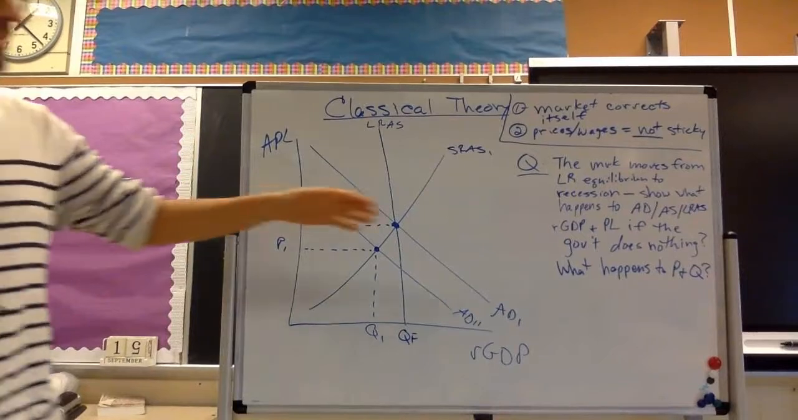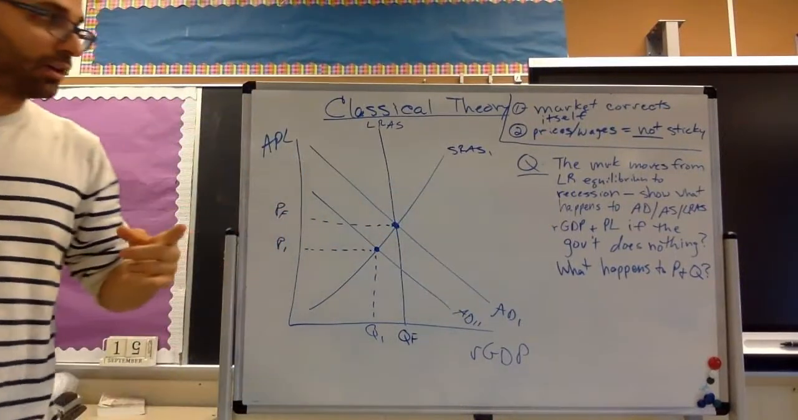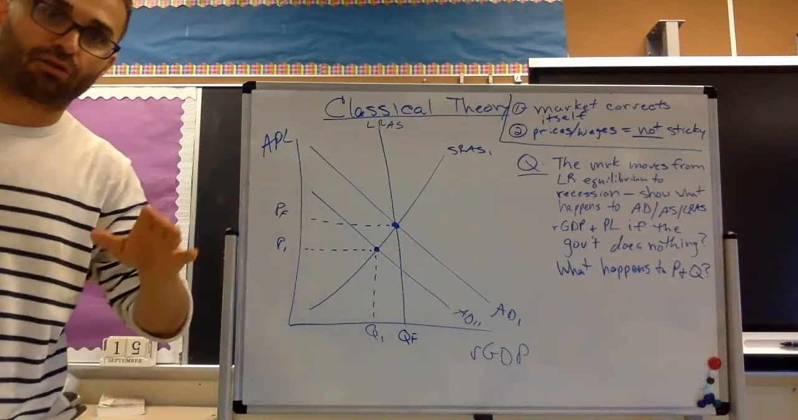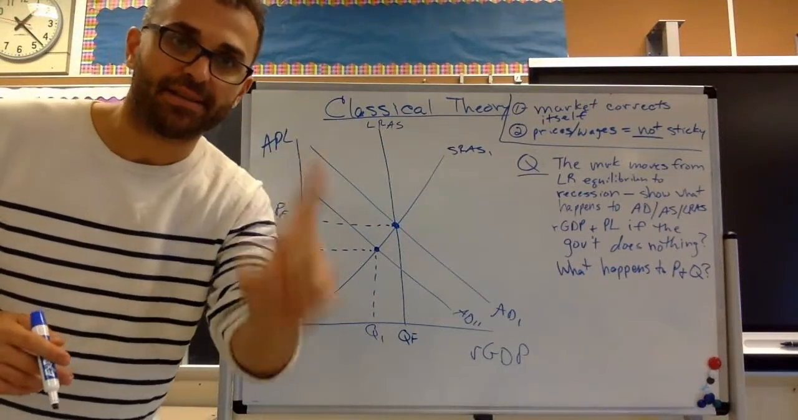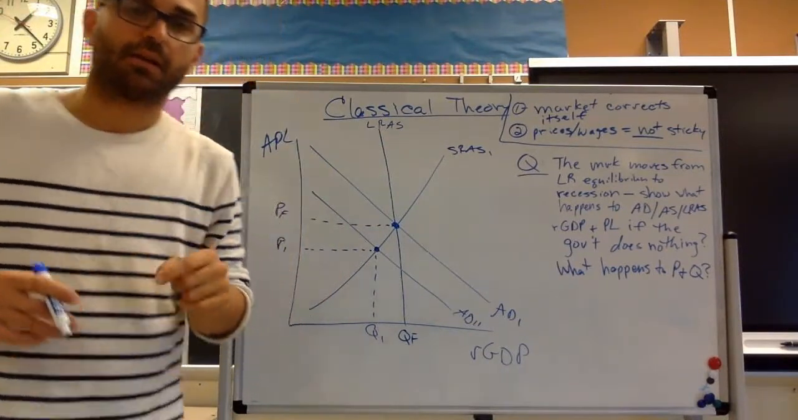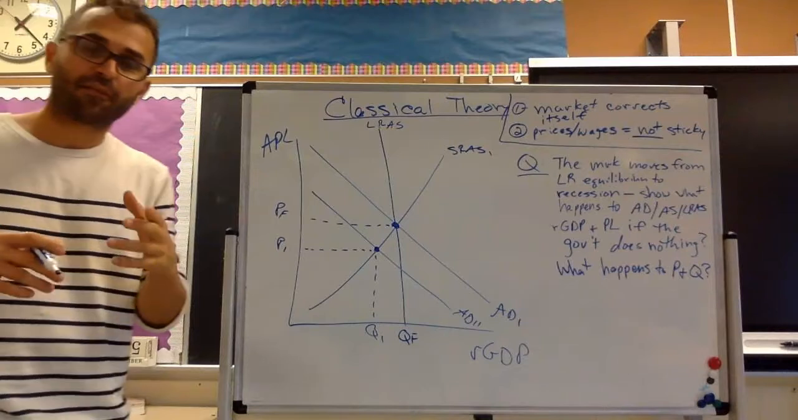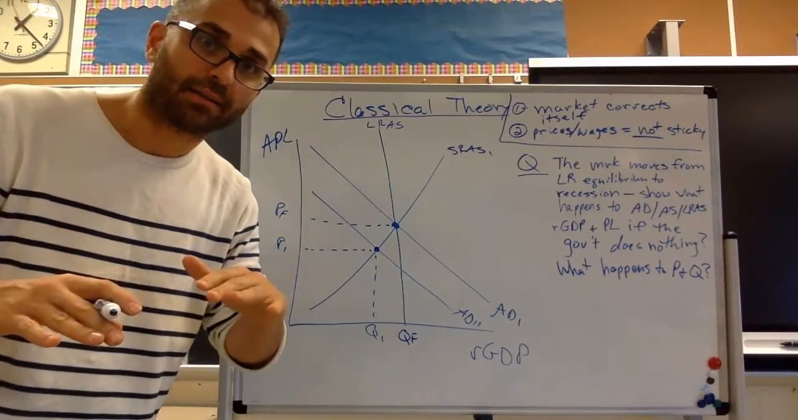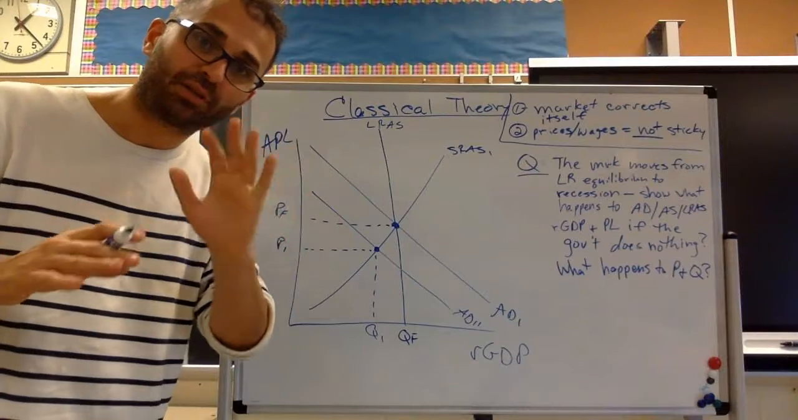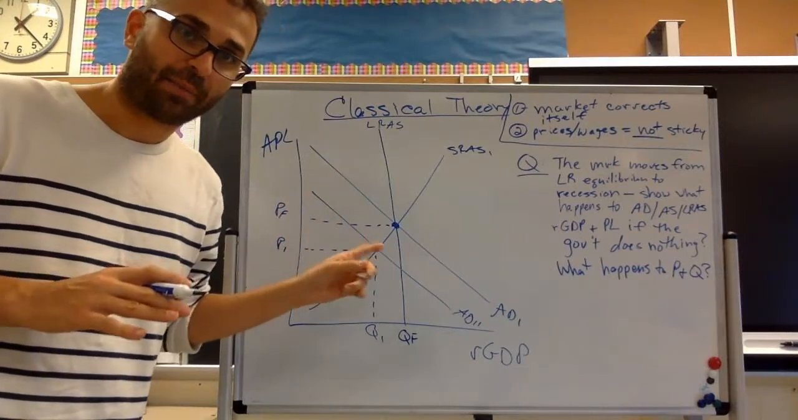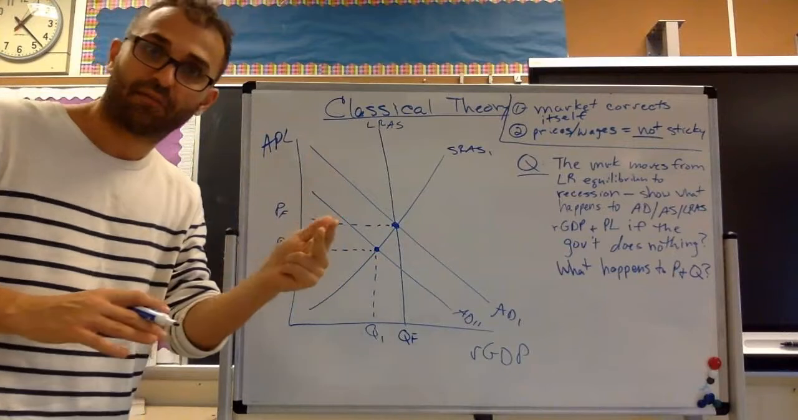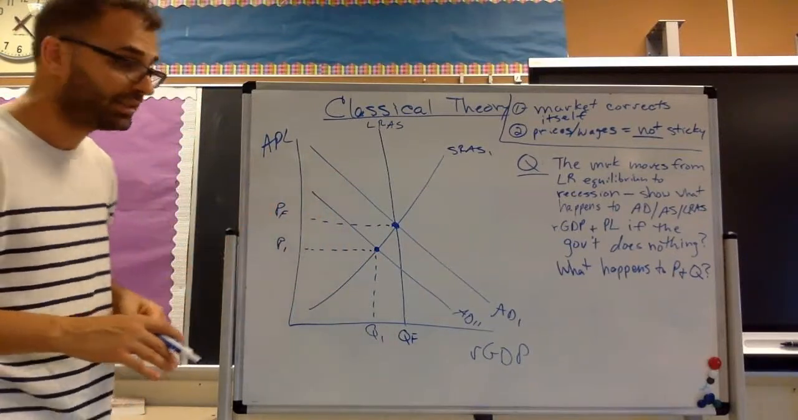Then it says, show what happens to these things in the long run. I didn't write that, and that's what I mean. What happens in the long run if the government does nothing? The other way they could say that is if the government decides to have no fiscal policy or no monetary policy. Any of those three choices, this is what you show happens. Classical theory: no fiscal policy, no monetary policy, the government does nothing. Those are the three choices they usually give you.